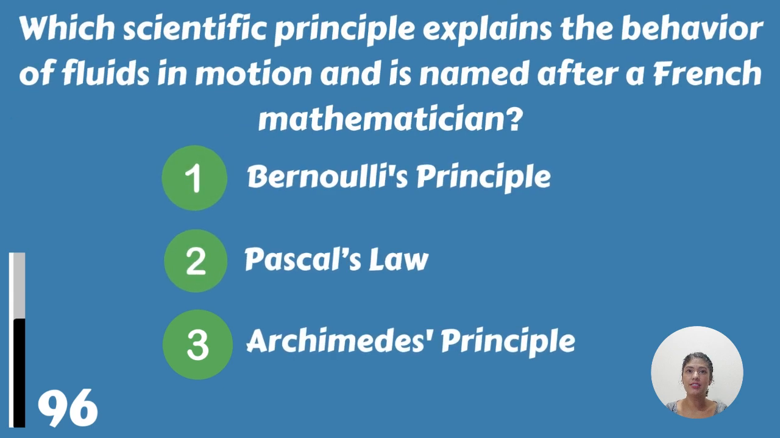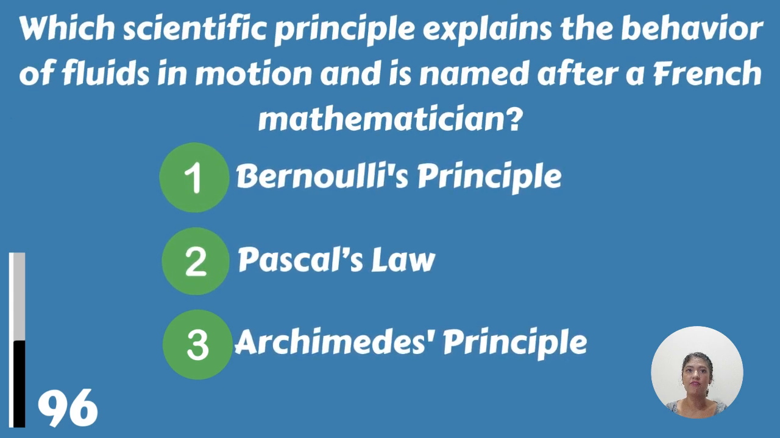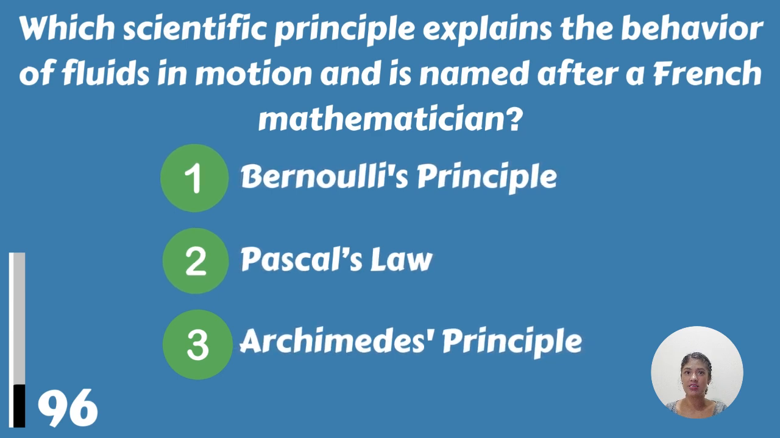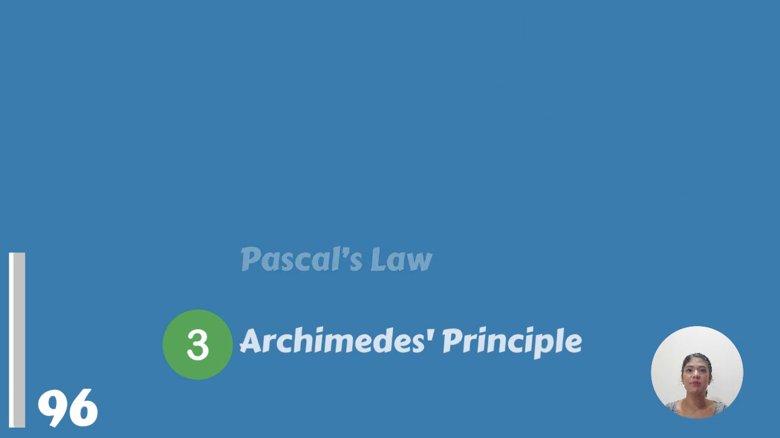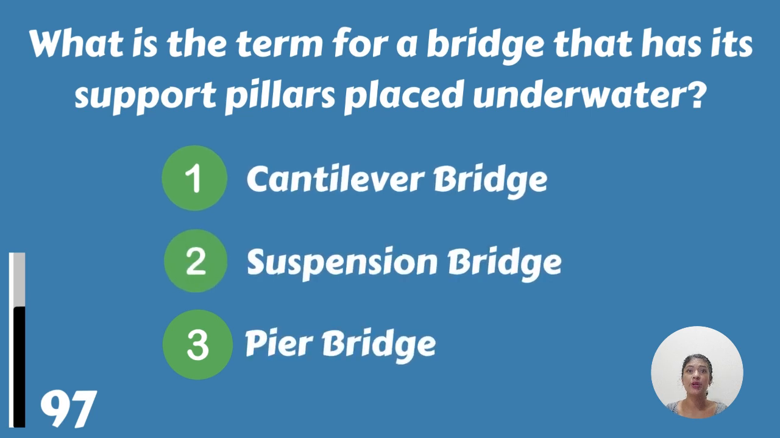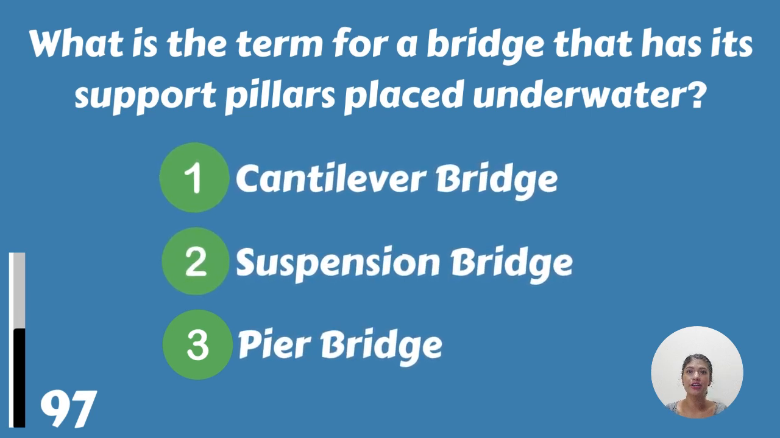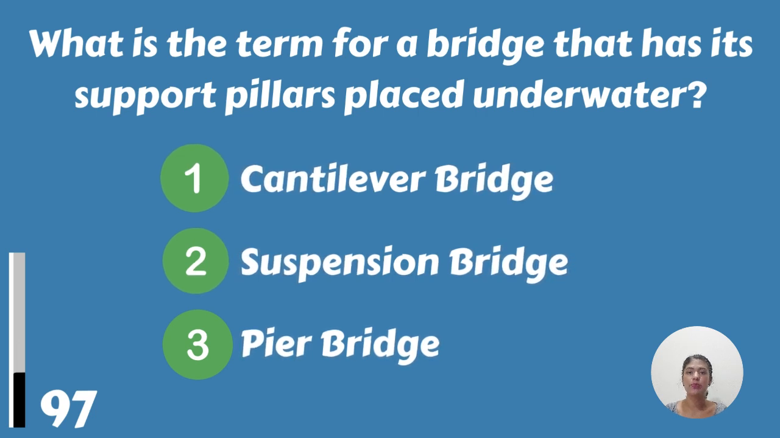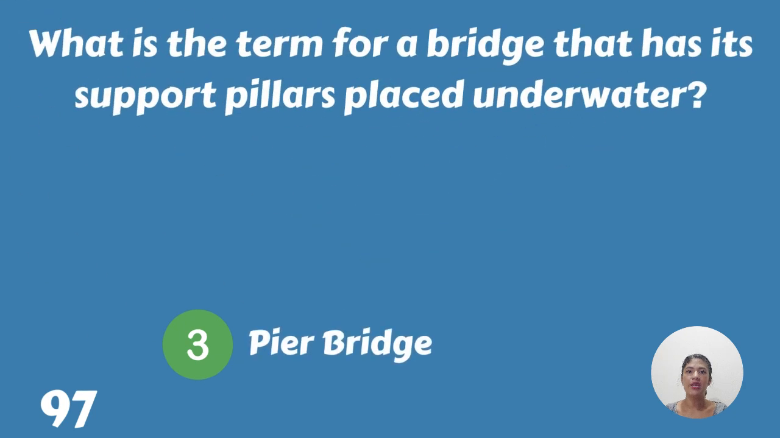Which scientific principle explains the behavior of fluids in motion and is named after a French mathematician? Bernoulli's principle, Pascal's law, Archimedes' principle. Bernoulli's principle. What is the term for a bridge that has its support pillars placed underwater? Cantilever bridge, suspension bridge, pier bridge. Pier bridge.